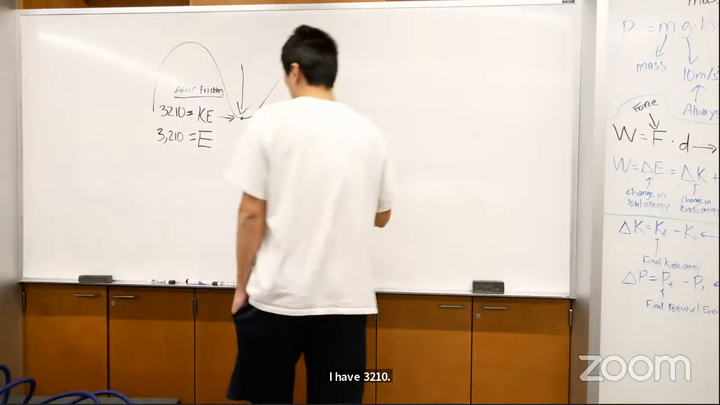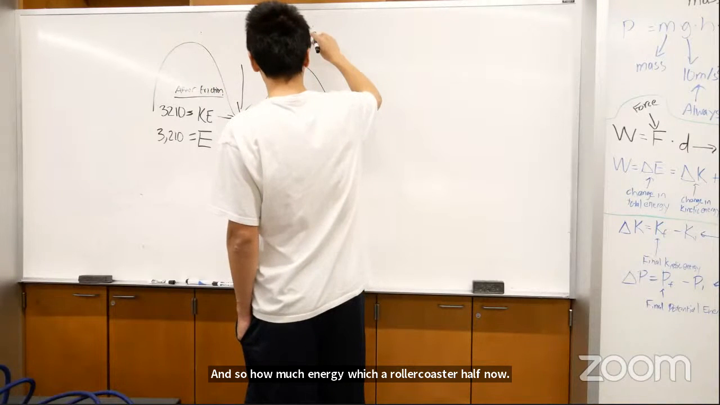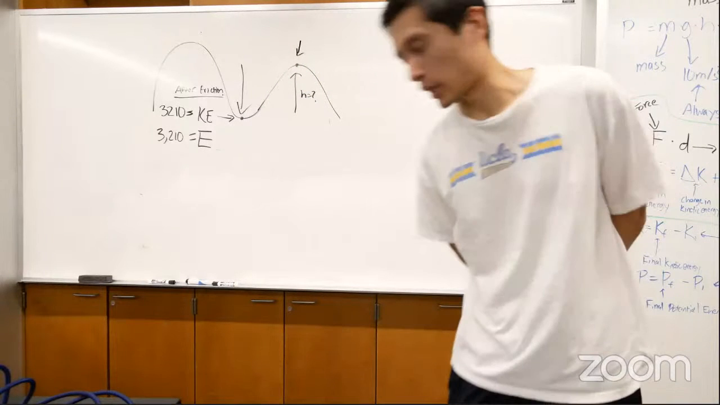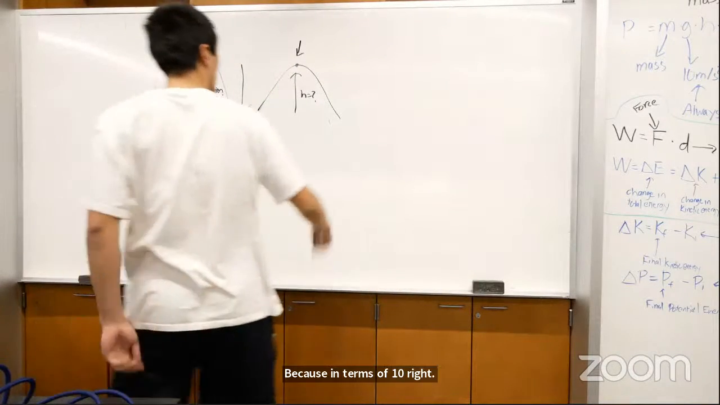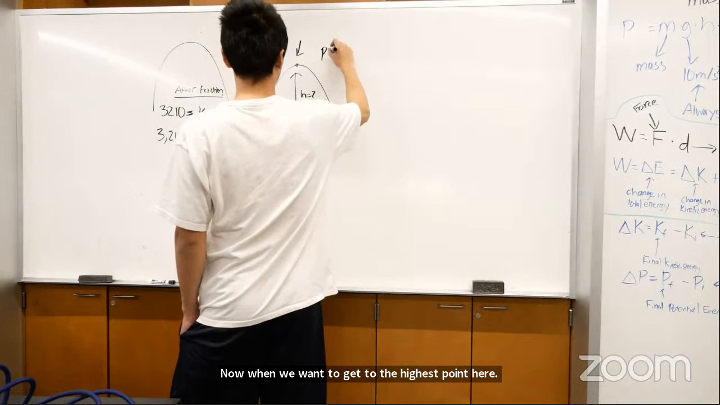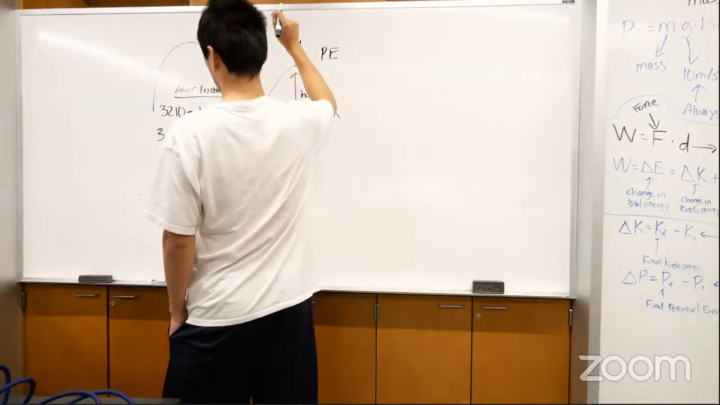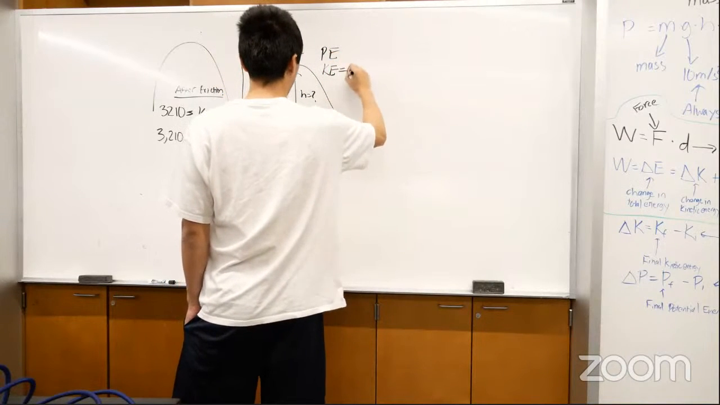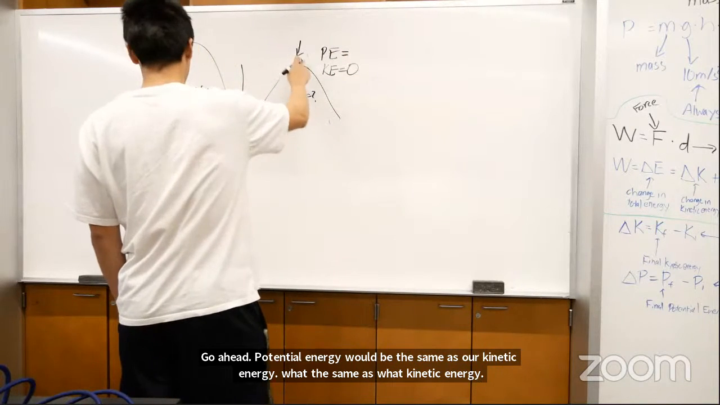Now, when we want to get to the highest point here, what else do we know about this point? When we reach the maximum height that this roller coaster can go up to, what are some things that we know? Go ahead. Potential energy would be the same as our kinetic energy. The same as what kinetic energy? Our potential energy would be the same as our total energy because we would have zero kinetic energy, because we would be at the max point of the hill. Perfect. Okay. So how much numerically would our potential energy be at this point?